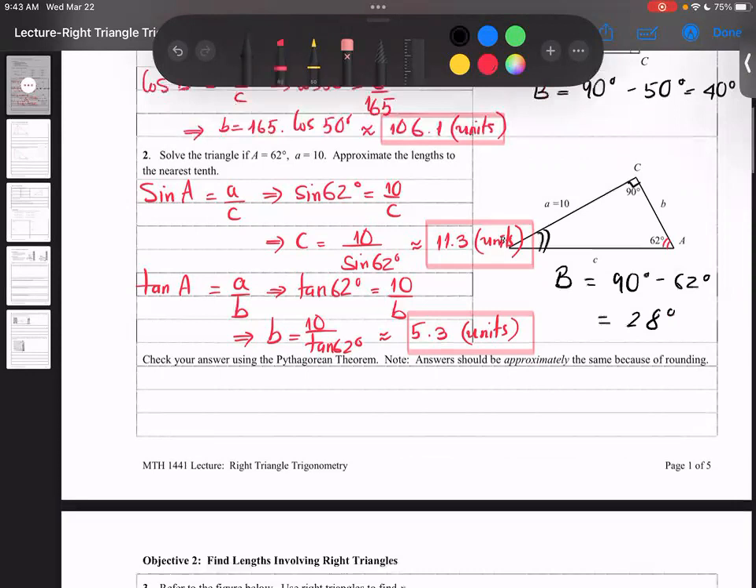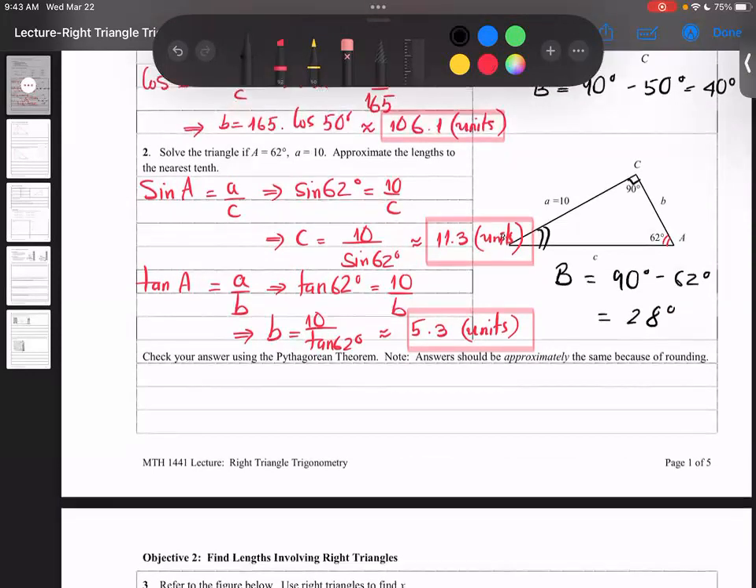The last part says, check your answer using the Pythagorean theorem. Note that the answer should be approximately the same because of the rounding error. I want to know if my answer is correct. If it is correct, then A squared plus B squared should equal C squared. A is given, so A is 10 squared. B and C we solved. B is 5.3 squared. Equal? I don't know if it equals, so I'm going to put a question mark here.